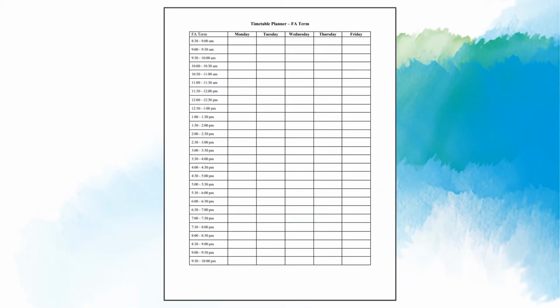When you open the Timetable Planner, you will see a blank document that looks like this. The document includes both a fall and winter term schedule, but if you are planning for the spring semester in the future, this timetable can be used the same way.